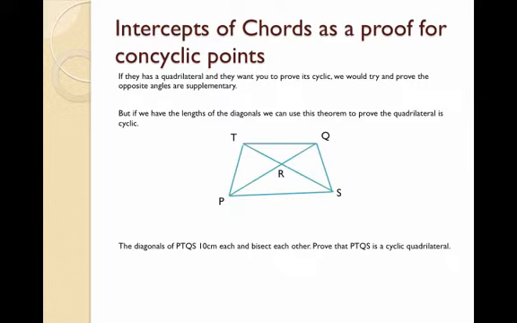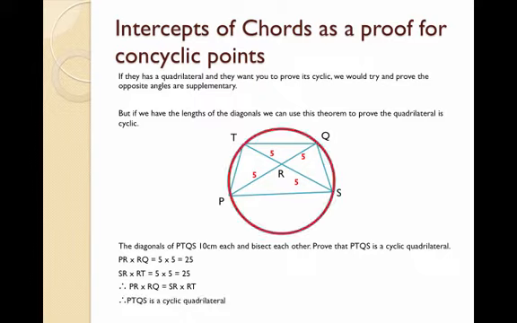First, let's draw in the diagonals and label each section 5 as they are 10 cm long and they bisect each other. PR times RQ is 5 times 5, so that's 25. And SR times RT is also 5 times 5, which is also 25. Therefore, PR times RQ equals SR times RT, which means that PTQS is a cyclic quadrilateral, because the products of intercepts of intersecting chords are equal.